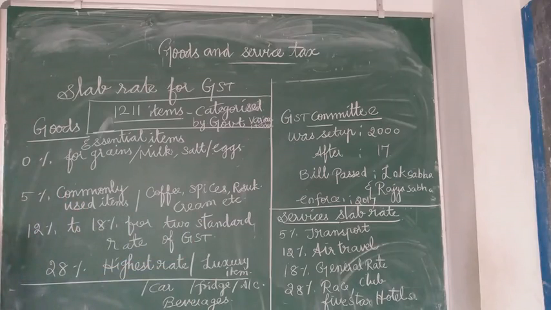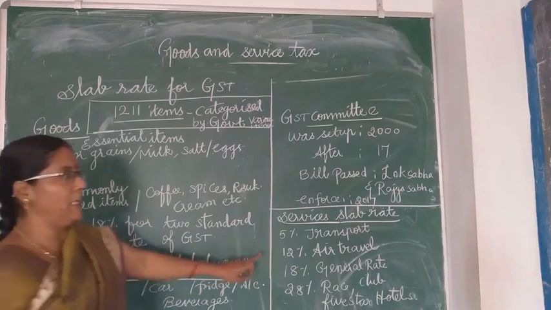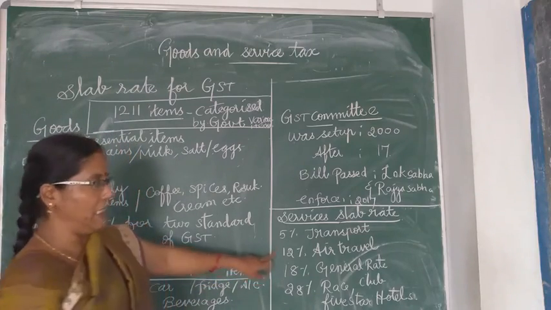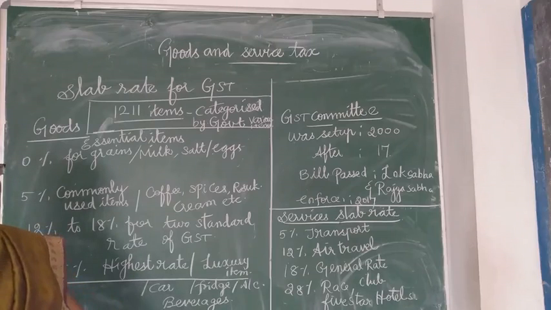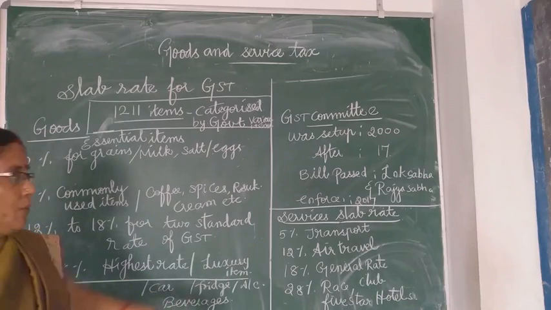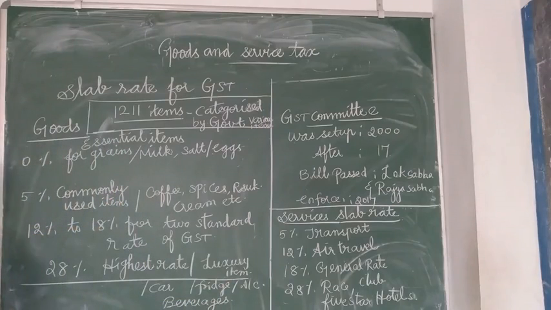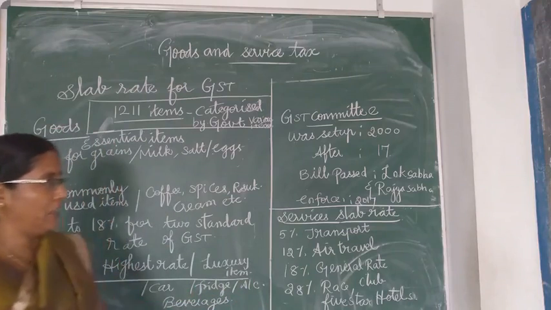Non-AC restaurants, hotel rooms, and construction of buildings also attract 12% GST. If you are going to construct a house and buy building materials like bricks or iron rods, everything attracts 12%. Then 18% is the general rate on all other services, for food, drinks, AC restaurants, bars, and outdoor catering. If you want to make a composite supply, or put up a pandal, 18% GST is collected.